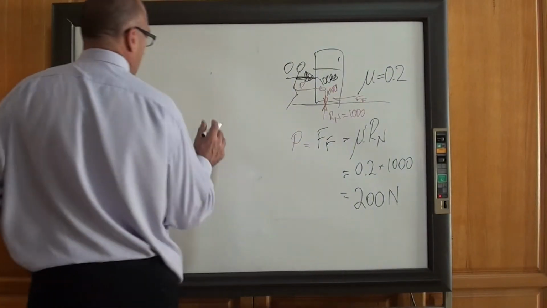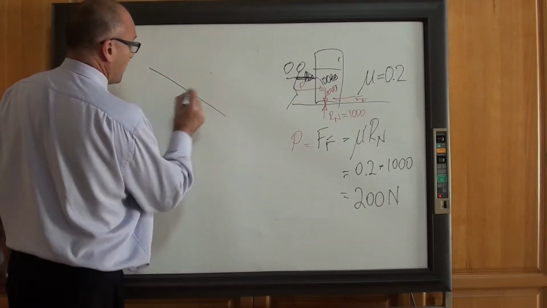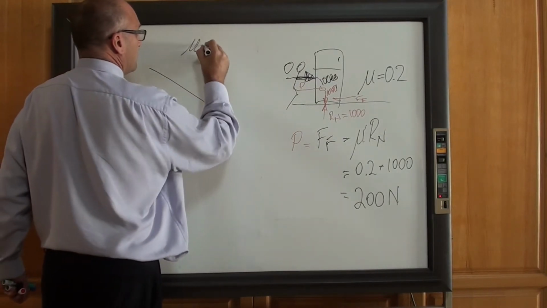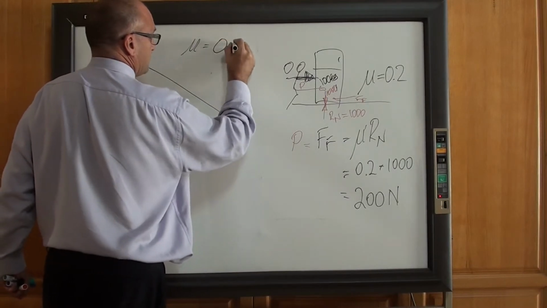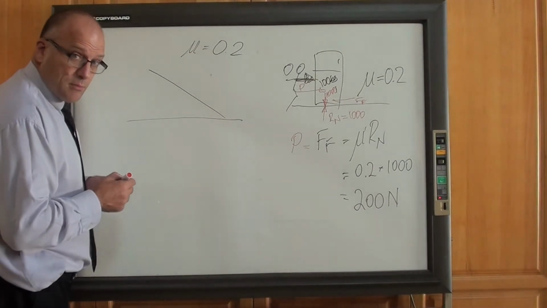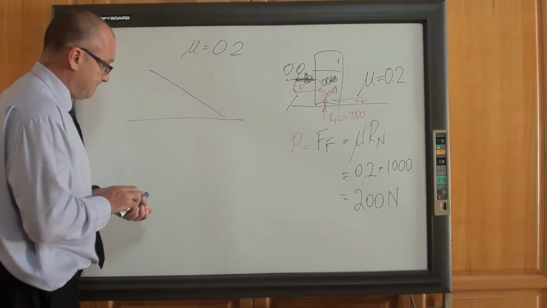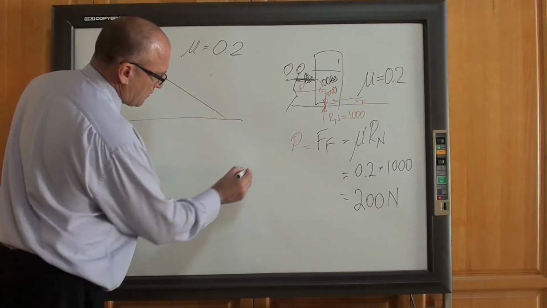Now we'll just have a look here at a point when things are starting to slide. Let's say here I've got a coefficient of friction of 0.2. Okay, something I didn't mention earlier, but I will now. Let's have a look at this horizontal force again.